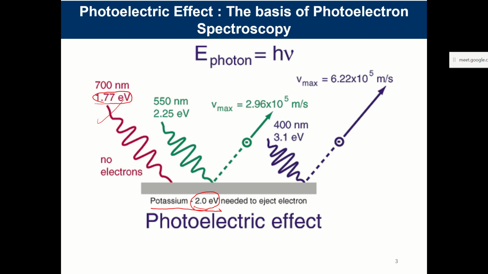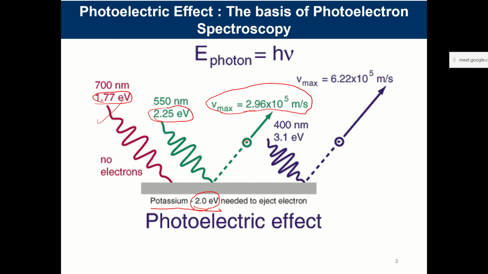But once you cross this threshold of 2 electron volts, a green light of 550 nanometer has energy of 2.25 electron volt. So if it is made to fall on this potassium surface, you see the green one, this is the electron which is being ejected out, and it is ejected with a certain velocity. It carries, it starts.